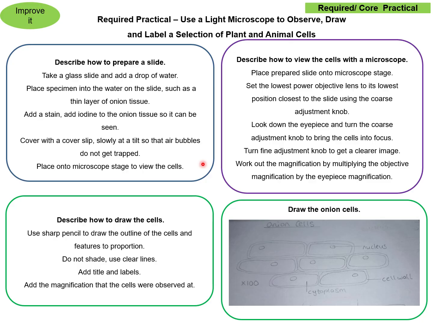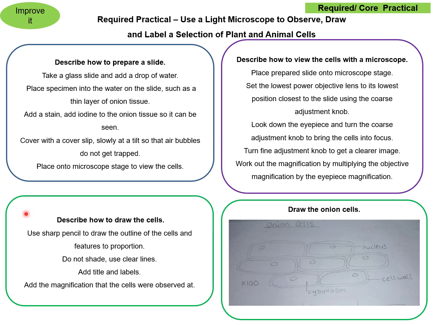So if there's anything to add in there, change the colour again, otherwise give a tick for each point. Describe how to view the cells with a microscope. Place the prepared slide onto the microscope stage. Set the lowest power objective lens to its lowest position, closest to the slide, using the coarse adjustment knob. Look down the eyepiece and turn the coarse adjustment knob to bring the cells into focus. Turn the fine adjustment knob to get a clearer image, and work out the magnification by multiplying the objective magnification by the eyepiece magnification.